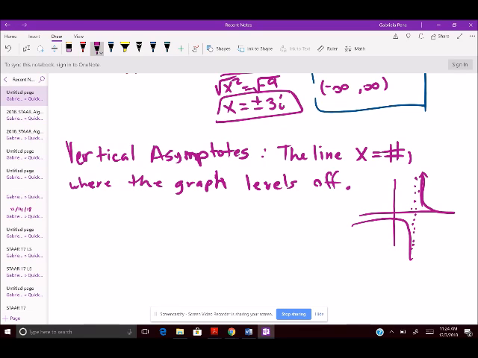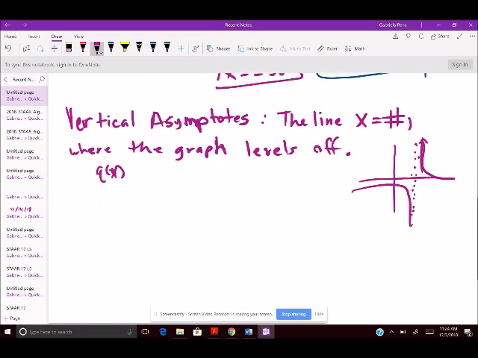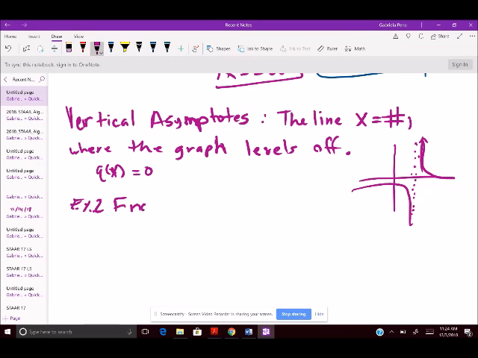So how do you find that? Well, it deals also with your Q of X. So we look at the Q of X and set it equal to 0, exactly what we did up top. But now that's going to be your answer. So for example, number 2, find the VA, vertical asymptote.